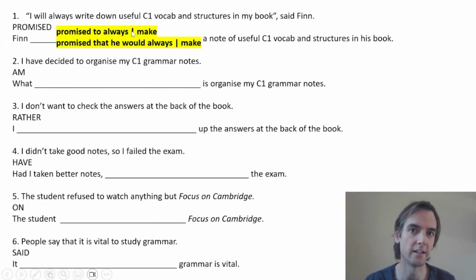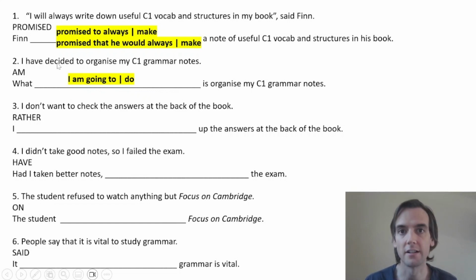The dividing line means 1 mark if you got this, 1 mark if you got this, 2 marks if you got both, 0 marks if you made a mistake in both. Number 2, I've decided to do it. What I'm going to do is organize my notes. So 1 mark here is just for the structure of knowing that if I've decided to do it, then I'm going. And the second point is that here we're going to use the infinitive.